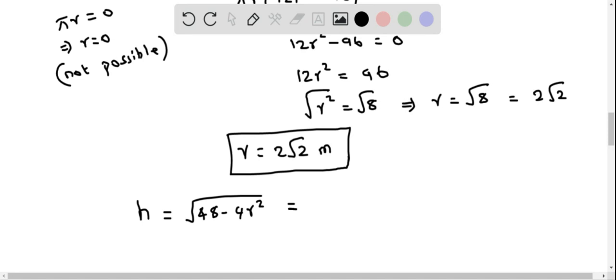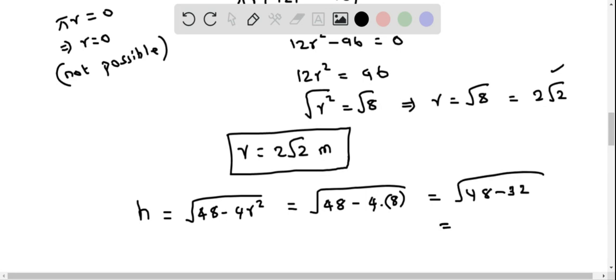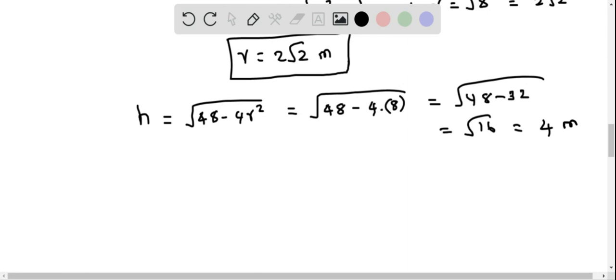So this becomes 48 minus 4 times, if r equals 2 root 2, then r squared equals 8. So I'm replacing r squared by 8, and so this equals 48 minus 32 equals 16. Square root of 16 is 4. So we found that height of the cylinder is 4 meters.